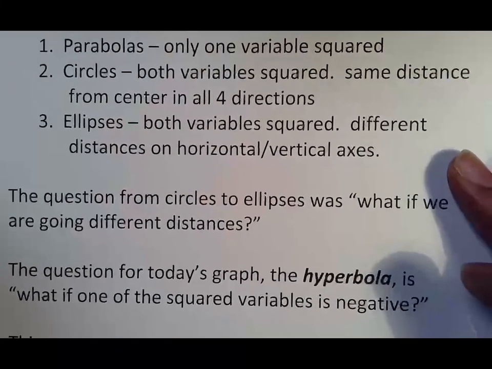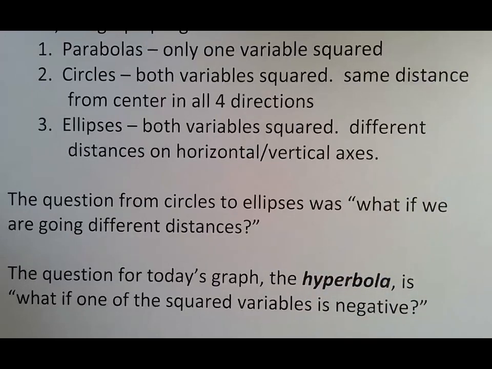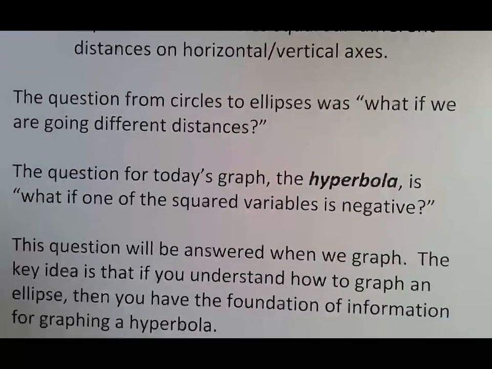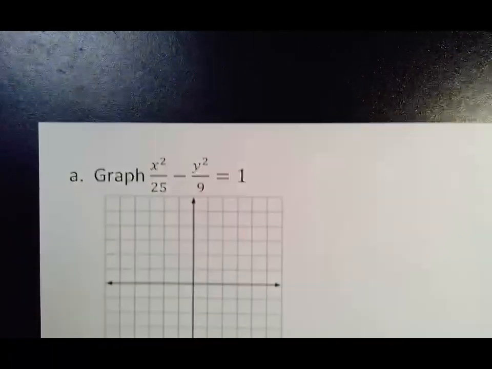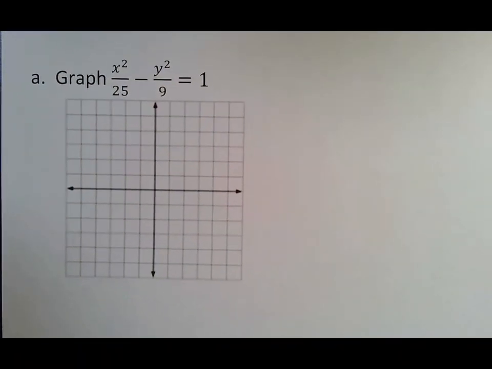But the question for today's graph, which is called the hyperbola, is what if one of the squared variables is negative? This question will be answered when we graph, but the key idea is that if you understand how to graph an ellipse, then you pretty much know how to graph a hyperbola. And that's why I don't really have even a picture or anything to work with. Outside of that, I'm going to set this up and show you.